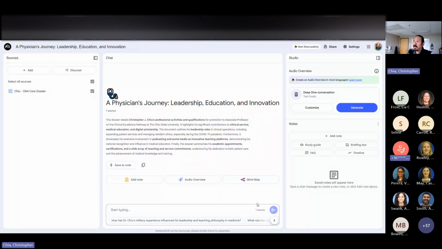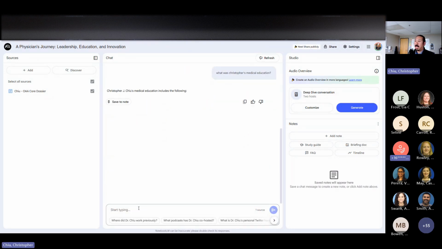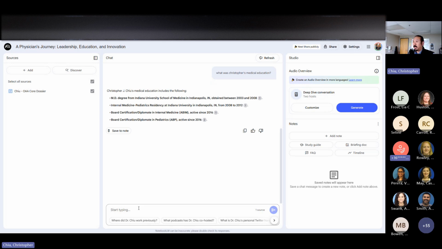So Google has this thing called Notebook LM. And what's great is you can upload a bunch of resources and use it. I just have the dossier in here, but you could put up a bunch of different PDFs across a couple of different things that you're studying. And then it'll use that as a basis for all the questions you can ask it. So you can say, what was Christopher's medical education? And it'll use my dossier and pull up the interesting things from that document. So you can see how it can be used for a lot of different things.